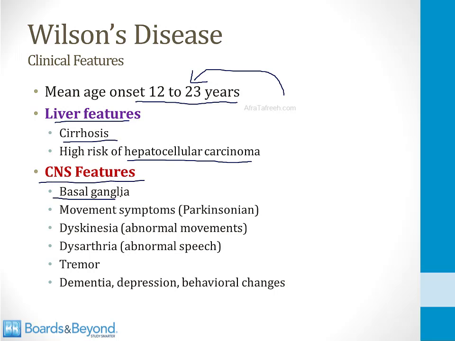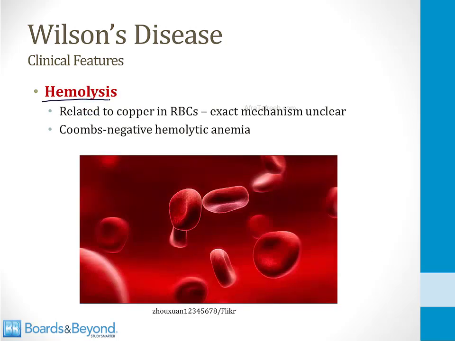These patients can develop movement symptoms that look like Parkinson's disease. They can have dyskinesia, which is abnormal body movements, and dysarthria, which is abnormal speech. They may develop a tremor. And then they characteristically develop behavioral changes that include dementia and depression. Hemolysis is also often a feature of Wilson's disease. This is related to copper deposition in red blood cells. The exact mechanism is unclear, but it is a Coombs negative hemolytic anemia that can be seen in Wilson's disease.